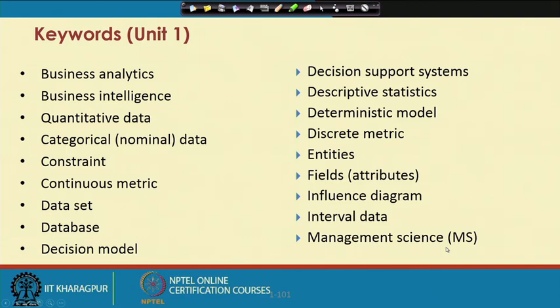So, these are altogether the keywords starting from the first lecture to the fifth lecture, and this is all about the first week, the course structure, and that too unit 1. We have all these keywords, so go through them, and if you have any doubt we can discuss in the later stage. These keywords will be frequently used in the rest of the units, but this is all about the snapshot of introduction to business analytics.